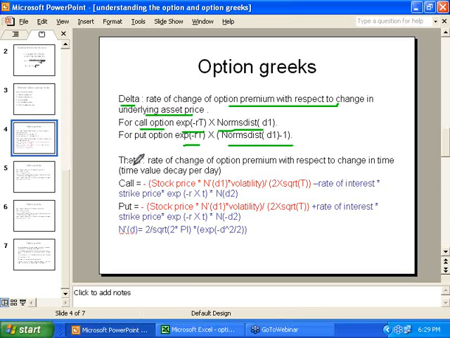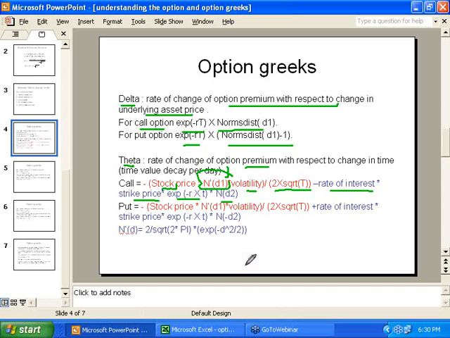Similarly, the second Greek is known as theta. This explains the rate of change of option premium in the rupee term with respect to change in the time value decay. So here this is explained as stock price into n dash d1, one new term we are introducing here, n dash d1 into volatility, and this should be divided by 2 into square root of time, minus rate of interest into strike price into exponential to the power of rate of interest into time into normal distribution of D2.